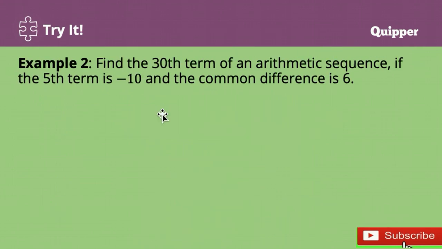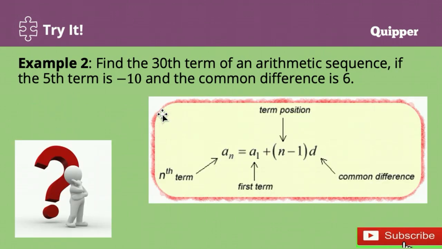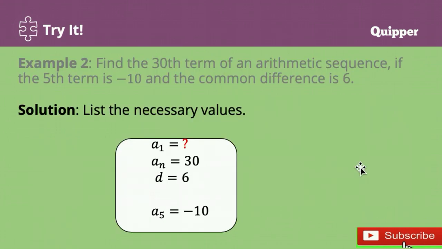Example number 2. Find the 30th term of an arithmetic sequence if the fifth term is negative 10 and the common difference is 6. To solve this problem, we need to remember the formula in finding the nth term of an arithmetic sequence so that we will be guided on what necessary values we are going to prepare. We have here the list of necessary values.